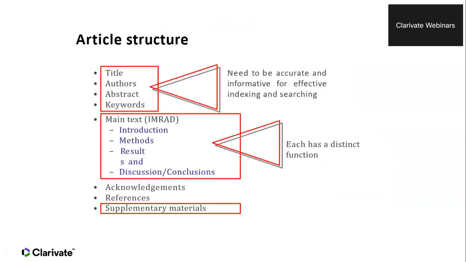We have already talked about the article structure. Other than the main text, we also have the title, the author, abstract, and keywords. We will discuss them. Acknowledgements and references, we will talk about in terms of good citation practices.